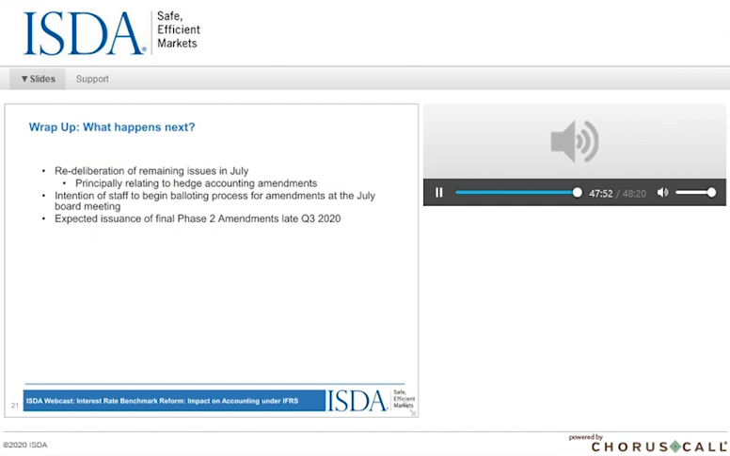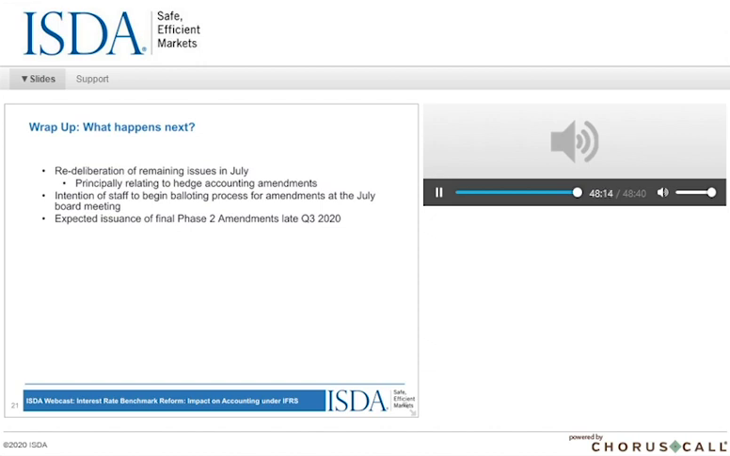We therefore hope to see a release of the final Phase 2 amendments late in Q3 or possibly early in Q4. For EU-based filers, endorsement by the EU to allow early adoption for the 2020 year end will then be the focus. As a final comment, we acknowledge how much has been achieved by the IASB in addressing these issues and giving the industry a path forward.